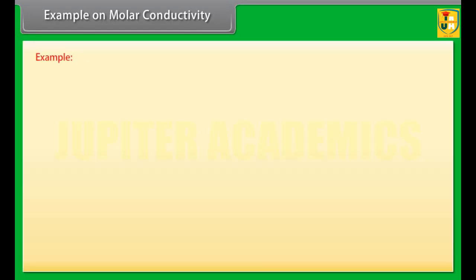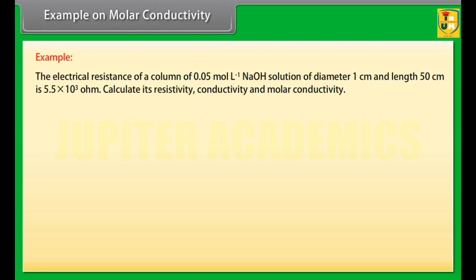Example on molar conductivity. Let's take an example of molar conductivity. The electrical resistance of a column of 0.05 mole per liter NaOH solution of diameter 1 centimeter and length 50 centimeter is 5.5 into 10 raised to the power 3 ohm. Calculate its resistivity, conductivity and molar conductivity. Let's see the solution. Here given values are R is equal to 5.5 into 10 raised to the power 3 ohm, C is equal to 0.05 mole per liter, r is equal to 0.5 centimeter, L is equal to 50 centimeter.